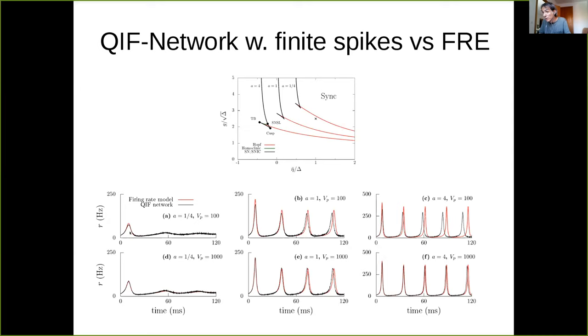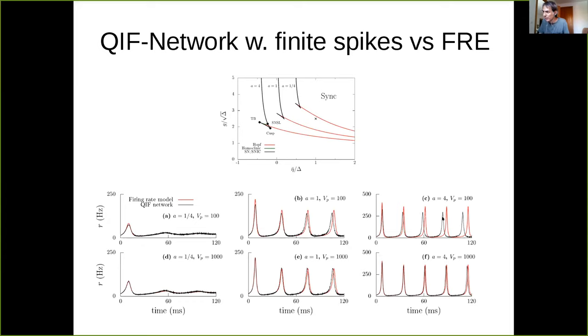The black curve corresponds to simulations of the QIF network, and the red curve corresponds to the firing rate equations. Then as A is increased, we enter into the region of oscillations, and the amplitude of these oscillations is increasing. And then you see clearly how the network simulations deviate from the firing rate equations.